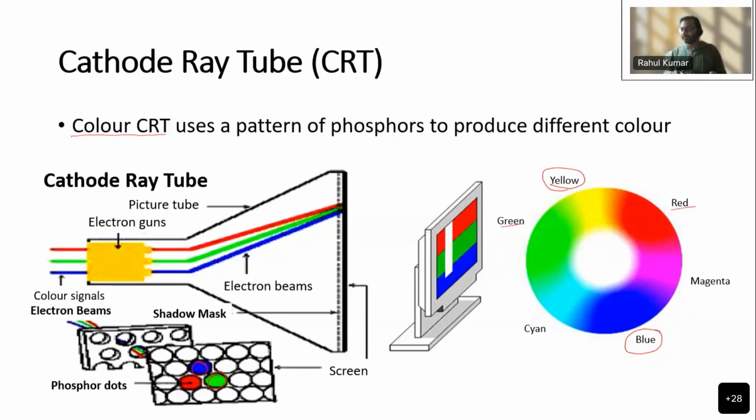Okay, and of course in a colored CRT or cathode ray tube, you would need 3 beams of electrons. Similar to the last slide, we explained only a single beam of electrons. In case of a CRT, you would need 3 beams of electrons, which will be hitting the 3 phosphor dots.